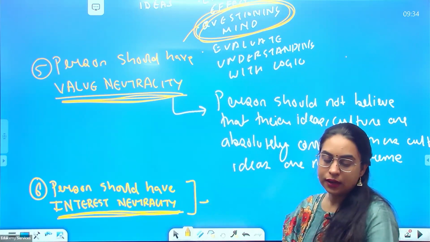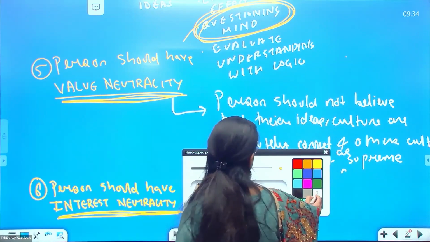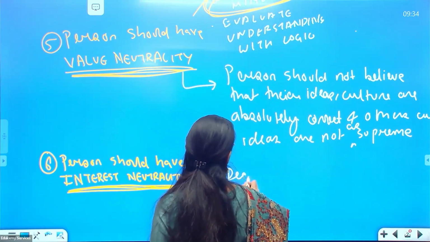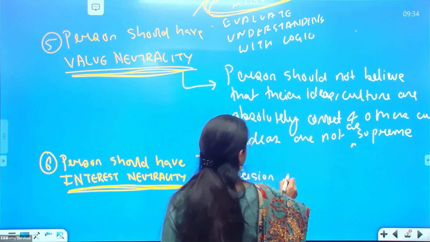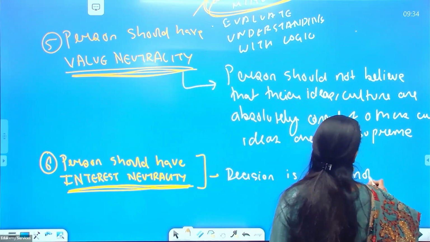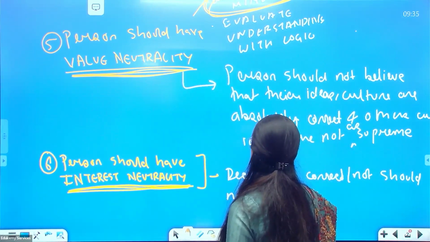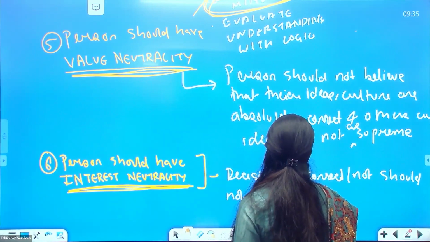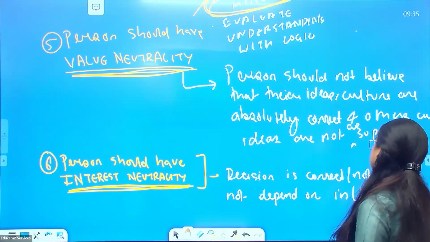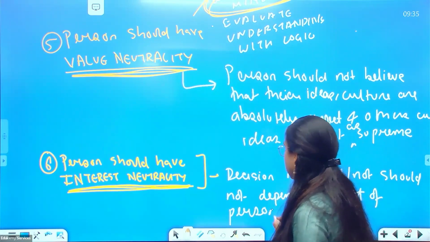Please write that whether a decision is correct or not should not depend on the interest of the person.